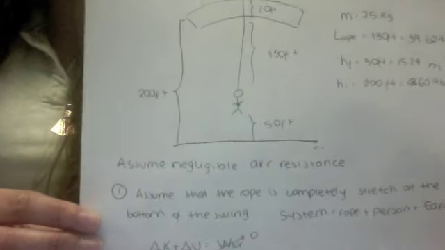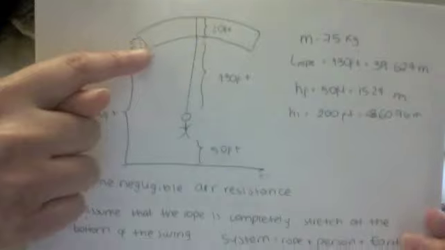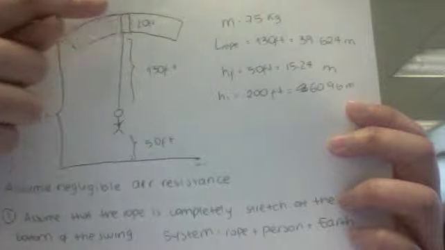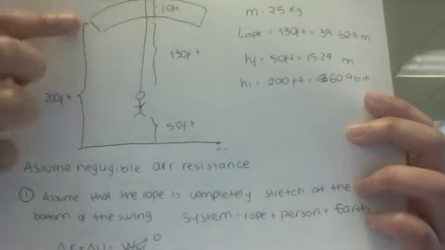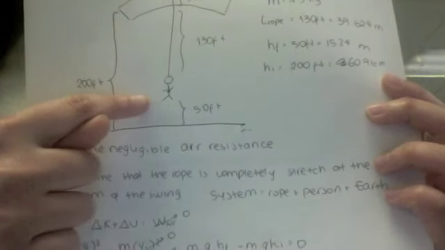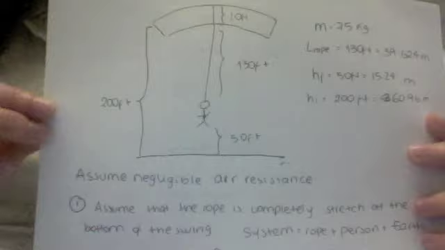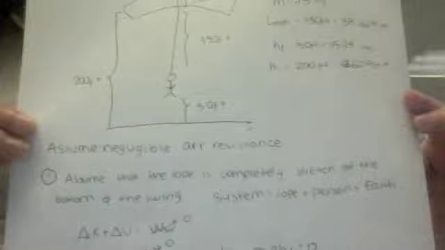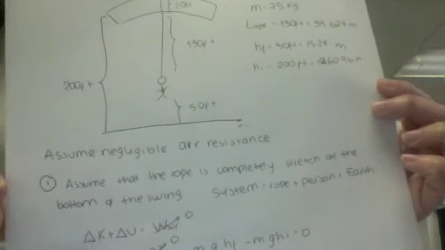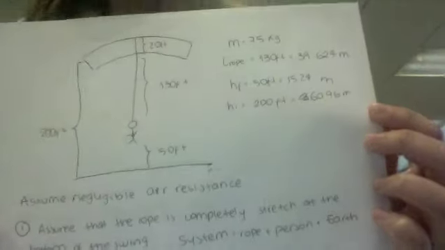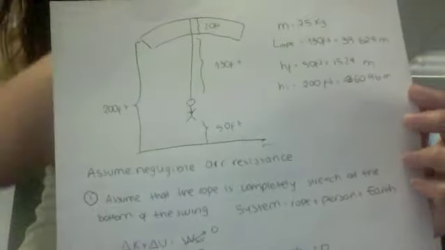So this was my simplified drawing for the rope at the bottom of the swing. As you can see, the rope is 150 feet long, but 20 of those feet are wrapped around the arc. The total height from the top of the arc to the ground is 200 feet, and the jumper is 50 feet above the ground. The mass I put was 75 kilograms, and I assumed negligible air resistance and that the rope was completely stretched at the bottom of the swing.